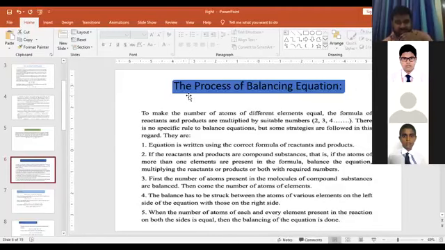দেখো এখানে কিছু rules আছে. আমি তোমাদের rules গুলো দেখানোর চেষ্টা করছি. এই rules গুলো use করে একটা chemical reaction balance করতে হয়. To make the number of atoms of different elements equal, the formulas of reactants and products are multiplied by suitable numbers 2, 3, 4. There is no specific rule to balance an equation, but some strategies are followed in this regard. Ultimately, there is no specific rule.